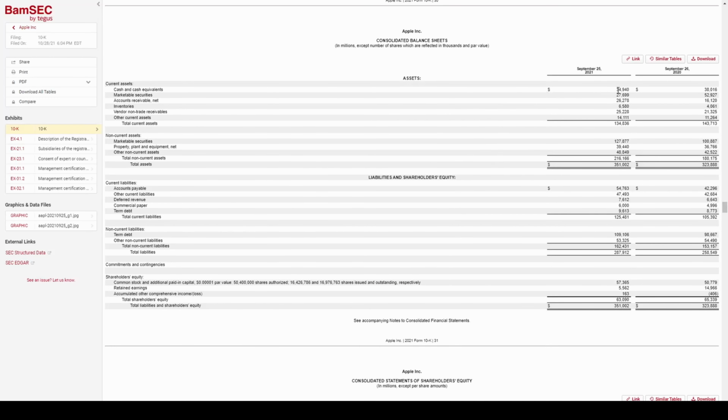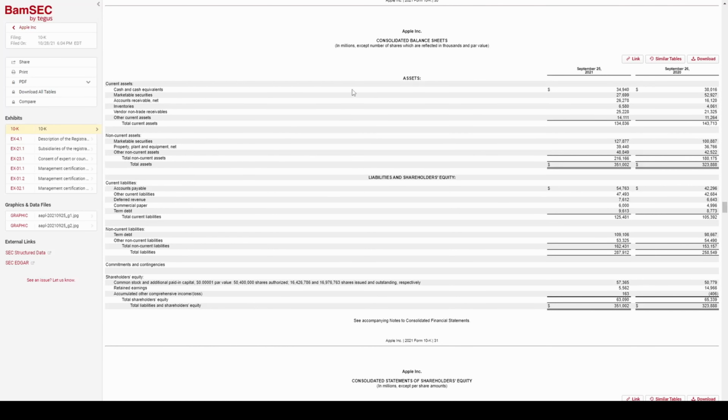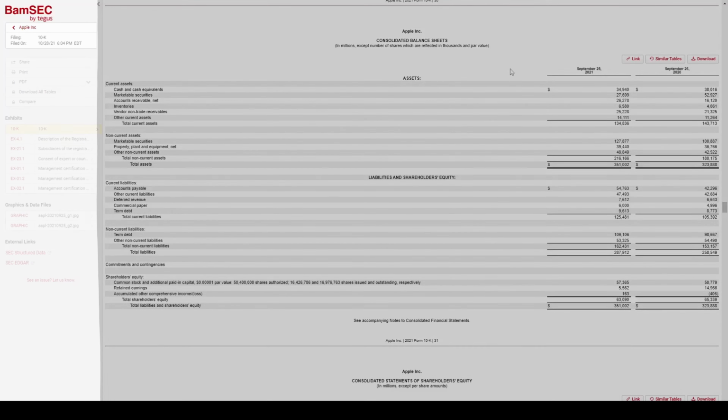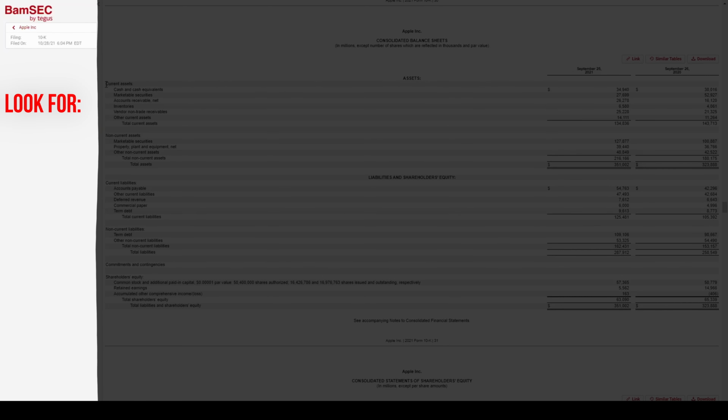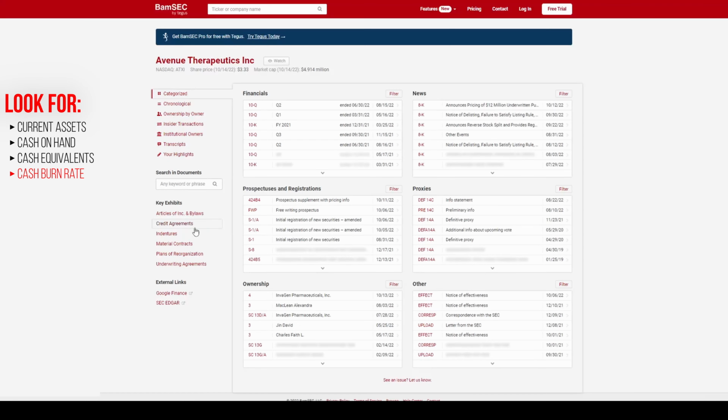So it's not a lot. They still have plenty of time to operate at that cash burn rate. So we don't really have to worry about these guys putting out an offering. Now I'll get more into offerings right after we're done with this 10K filing. But the main keywords you want to pay attention to are current assets, cash and cash equivalents, and figure out their cash burn rate so you can estimate how much time they have left to operate. Knowing all that information about the cash on hand and cash burn rate is really important, especially for penny stocks, and I'm going to tell you why in this next filing type.